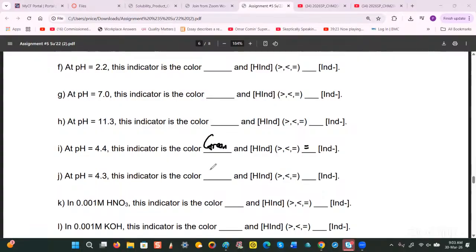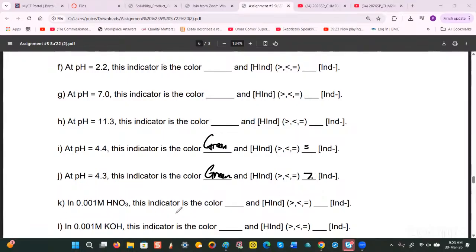Would it be like a bluish green? I would stick to green. And what would be the concentration of HIND relative to IND minus? Greater than? Yeah, greater. So, right. Okay.